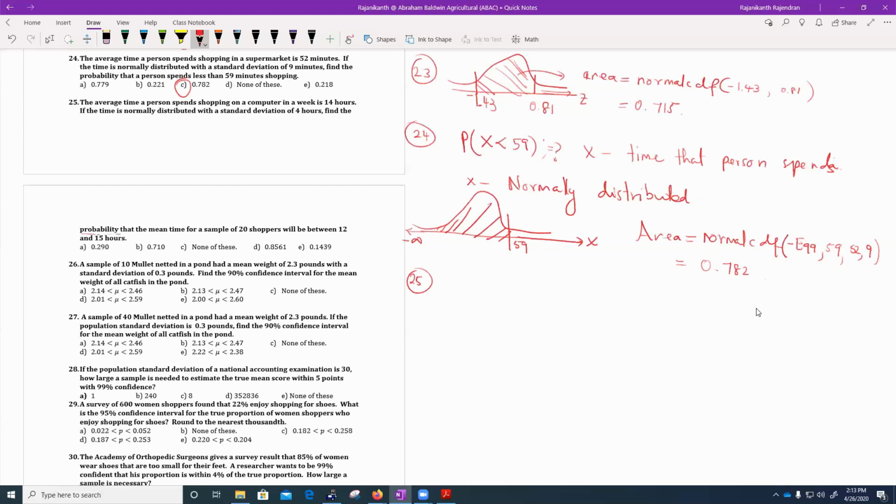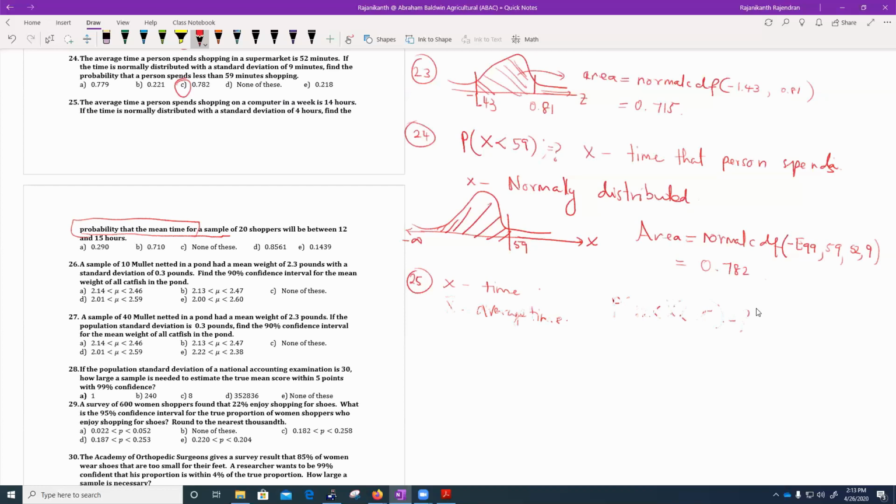So we need to find the probability of what? The mean time for the given problem. Suppose x is the time spent, then x bar is the average time or mean time. So the question is asking us to find the probability of the mean time, that means this x bar. So that x bar should be between 12 to 15. So you need to find this probability, okay?